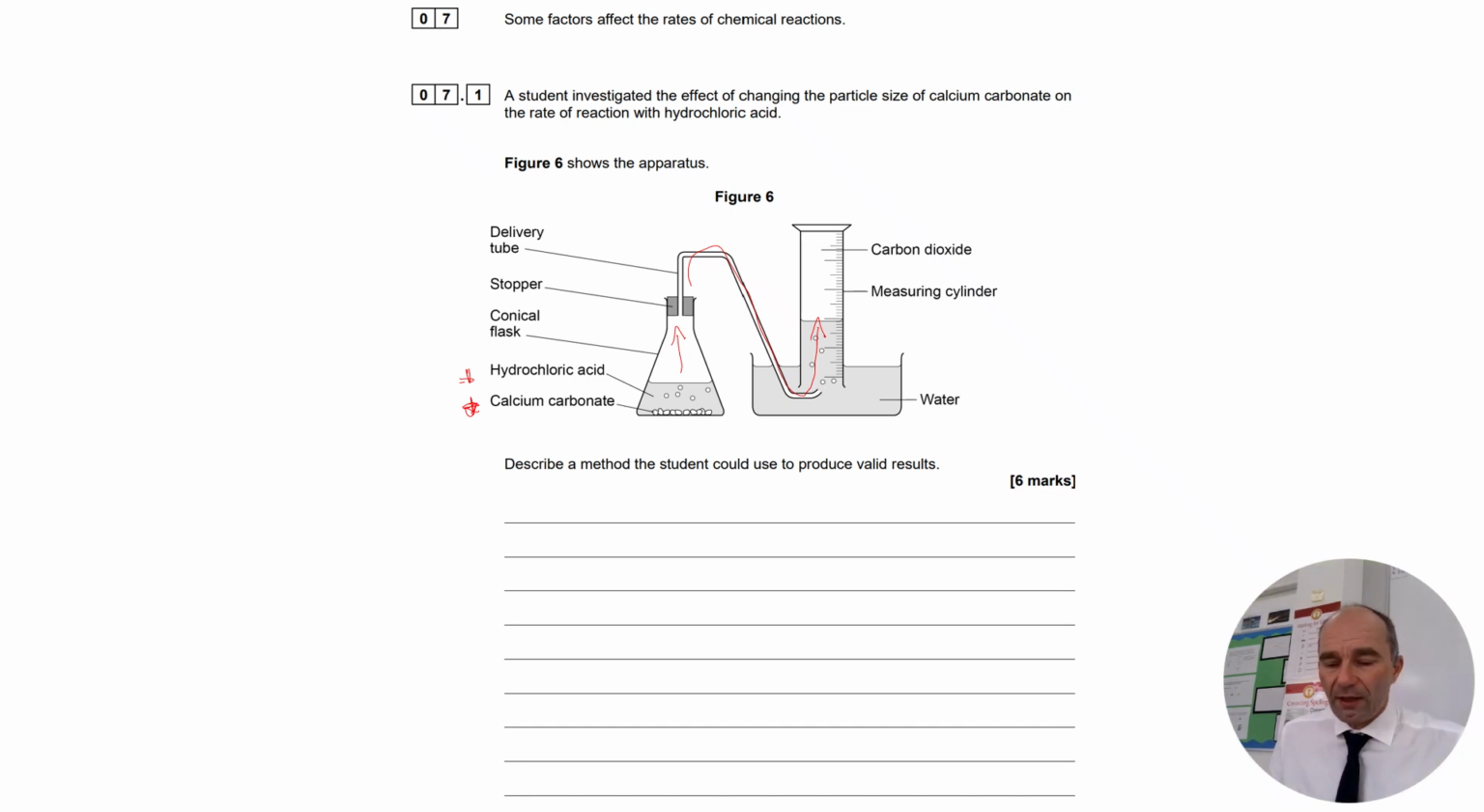So we're going to be taking measurements of that measuring cylinder every 30 seconds, every minute, and recording the volume of gas produced. We could use those results to show the rate of reaction. So how do we set this up? We're going to use the same volume of hydrochloric acid each time.